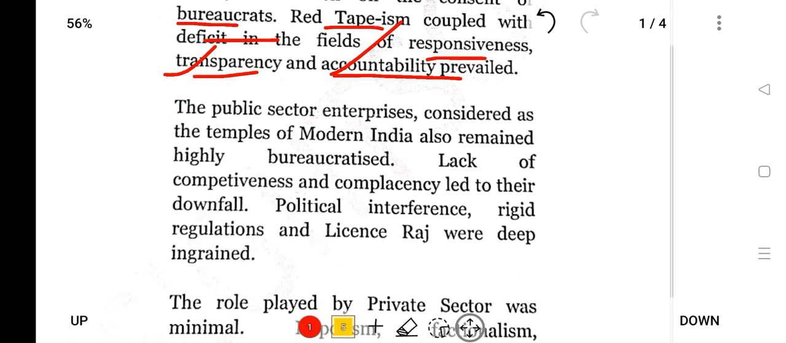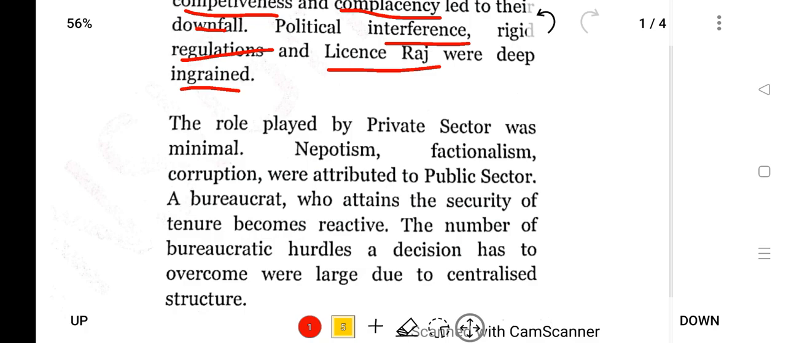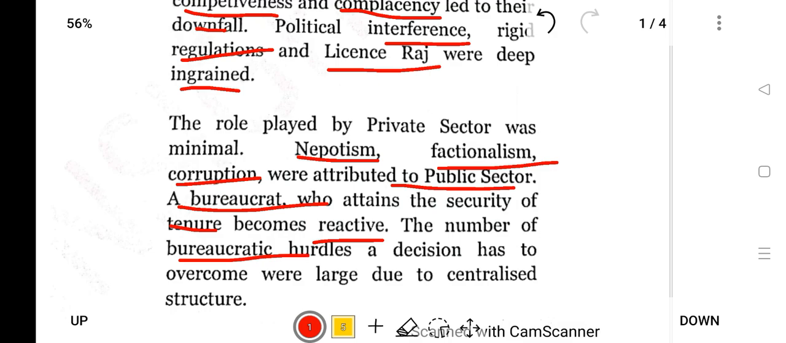The public sector enterprises, considered the temples of modern India, also remain highly bureaucratized. Lack of competitiveness, unwillingness to do work, and complacency, meaning it is a government job so we will not do any work, led to this downfall. Political indifference, rigid regulation, and license raj were deeply ingrained. The role played by the private sector was minimal. Nepotism, factionalism, and corruption were attributed to the public sector. A bureaucrat who attends to the security of the union becomes reactive. The number of bureaucratic hurdles a decision has to overcome was largely due to the centralized structure.